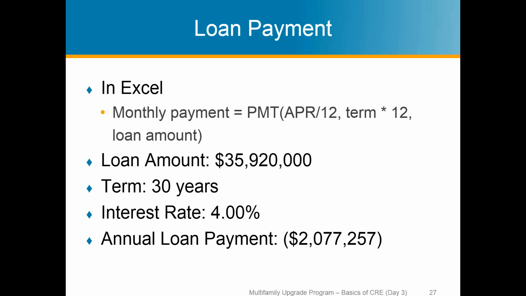I'll get into examples. So in Excel, a monthly payment is PMT. You take the APR or your interest rate, divide that by 12 because it's monthly. 12 is for monthly. You take the term of the loan, typically 30. You multiply that by 12, so that's 360, and then you put comma your loan amount, and that gives you your monthly payment. So if I have a loan amount of $35.9 million, a 30-year term, a 4% interest rate, my annual loan payment would be about $2 million.